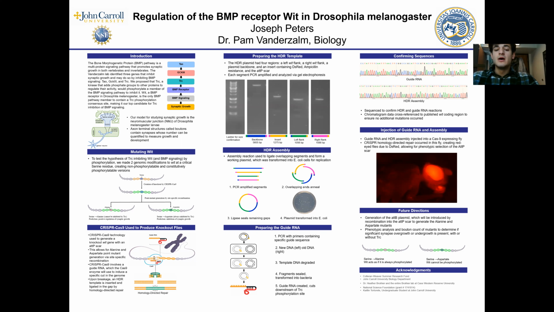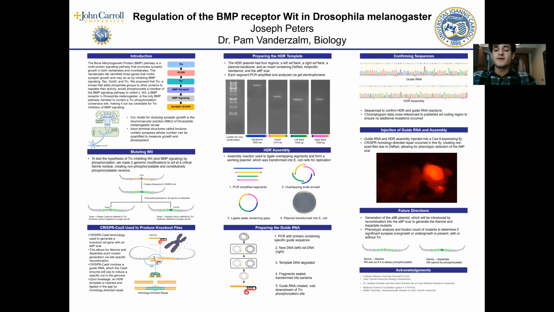After confirmation, both the guide RNA and the HDR template were injected into a fly that expressed Cas9. To ensure that CRISPR-mediated homology-directed repair actually occurred, the DS-RED selector, which is not normally expressed in flies, generated red fluorescent-eyed flies. This allowed us to visually select which flies actually underwent CRISPR-mediated homology-directed repair and which did not.